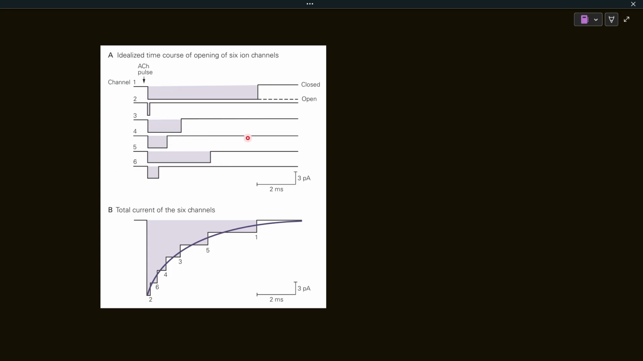So this diagram shows that on a receptor, on a membrane, there are 6 ion channels. So 6 ion channels are present, and this is what they are producing after being activated.